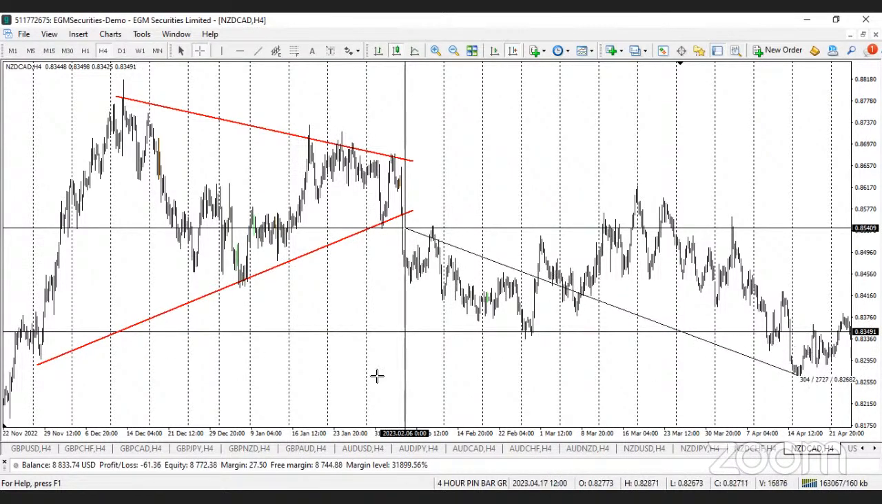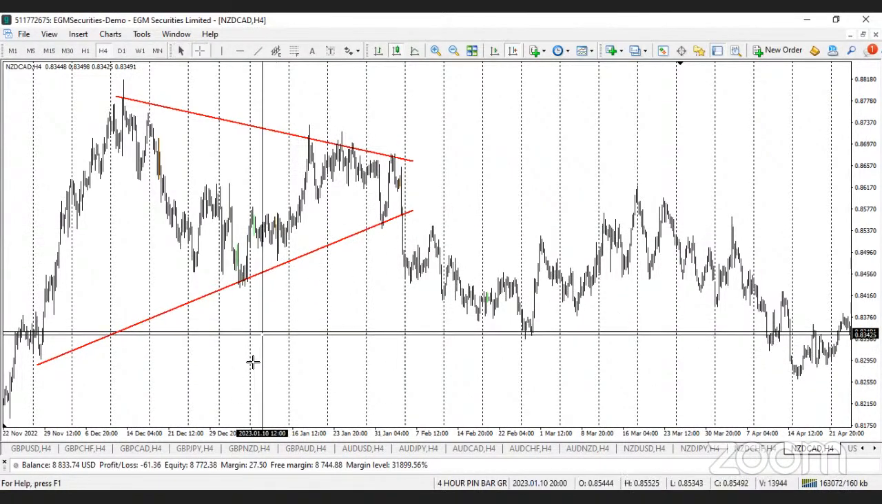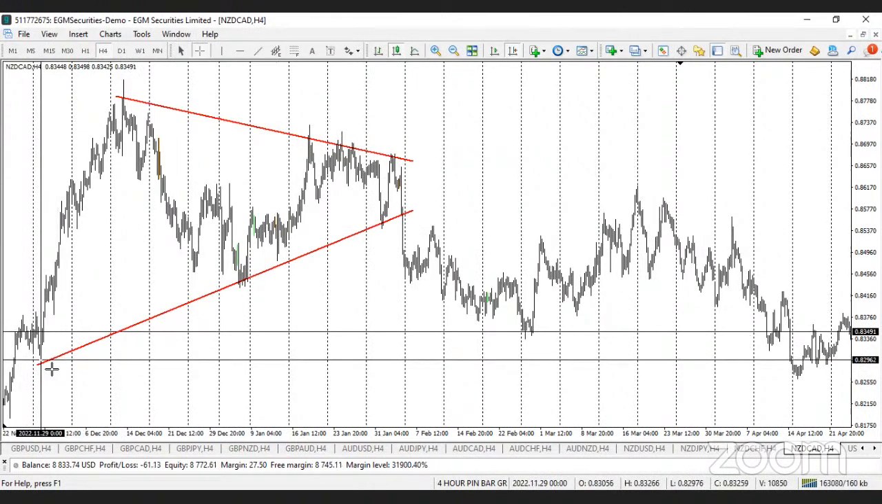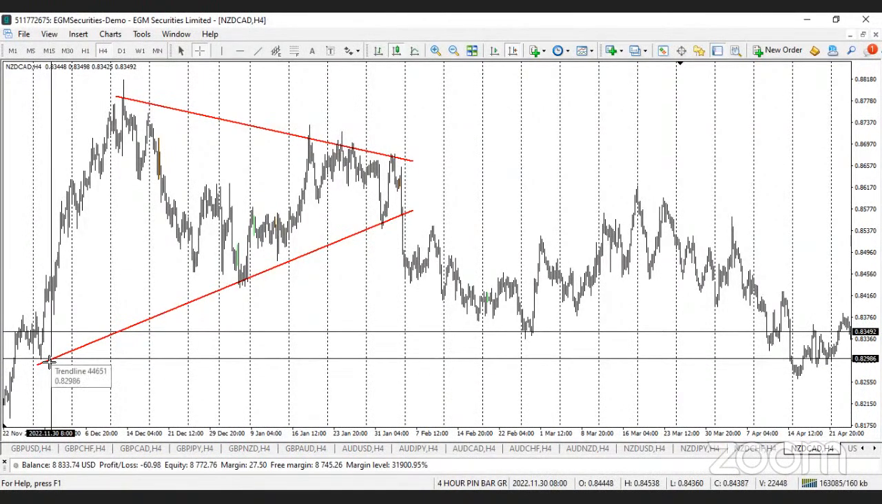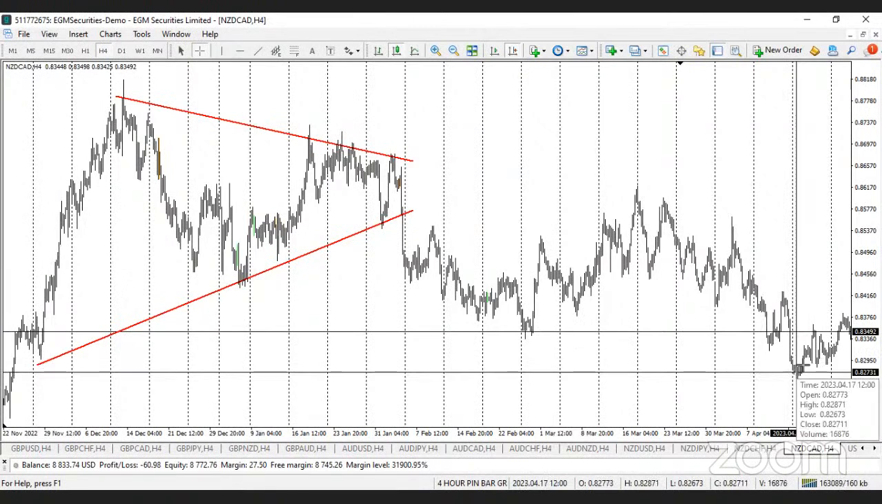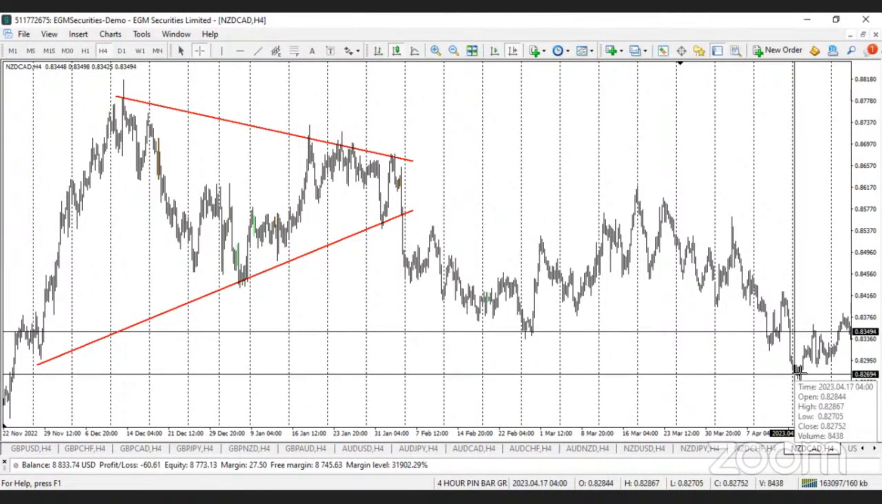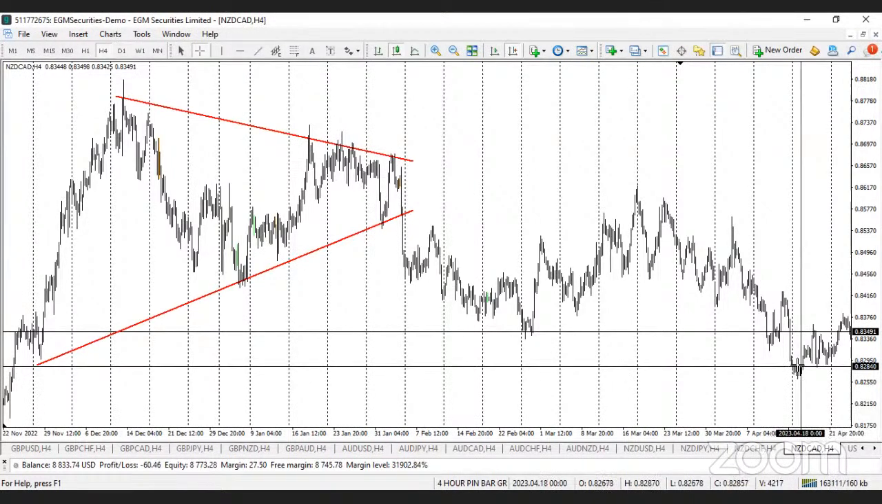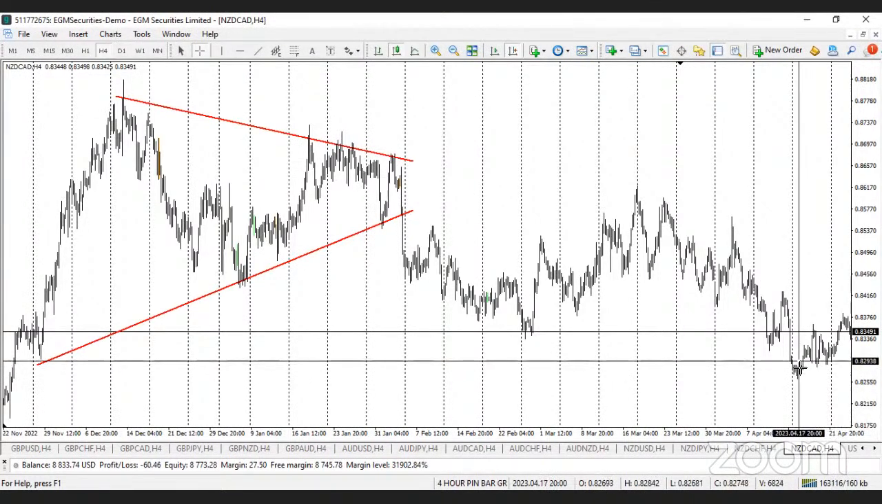Then fast forward, the first low was hit as well, though it took a bit of time. It could have taken you around 2 weeks to have the first low hit.